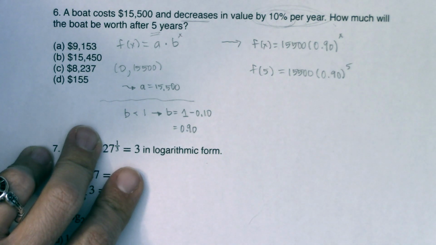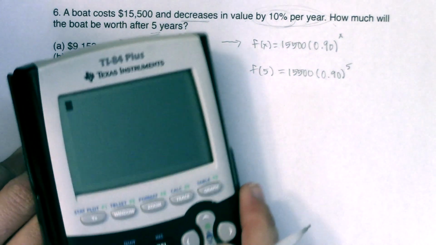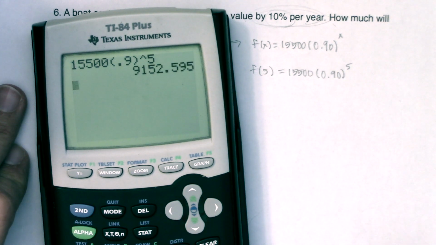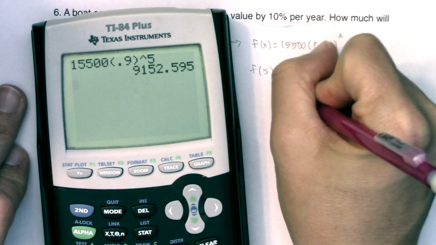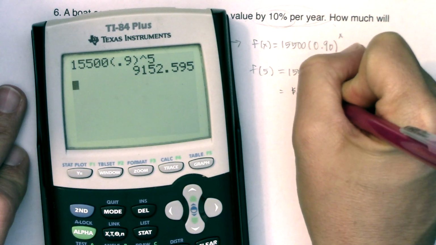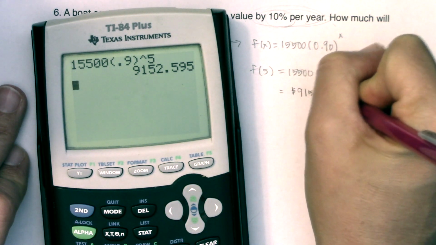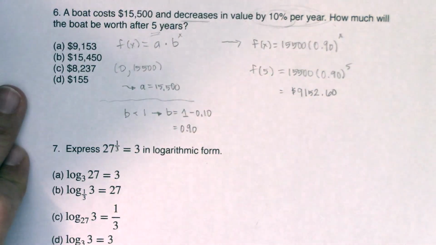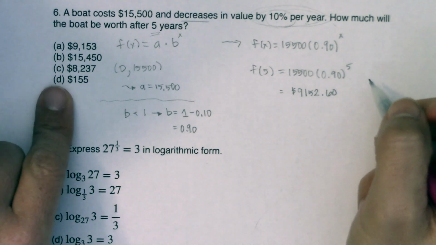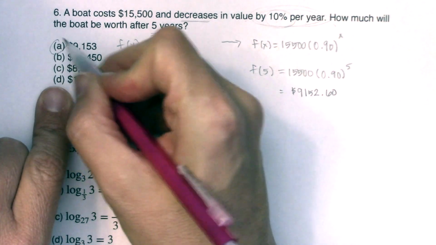I'm going to head over to my calculator. Let me pull this up, and we're just going to see what that number is. So I'm going to do 15,500 times 0.9 to the 5th, and it looks like I have $9,152, excuse me, and about 60 cents. So if I take a look at that, the closest answer in A through D is option A.